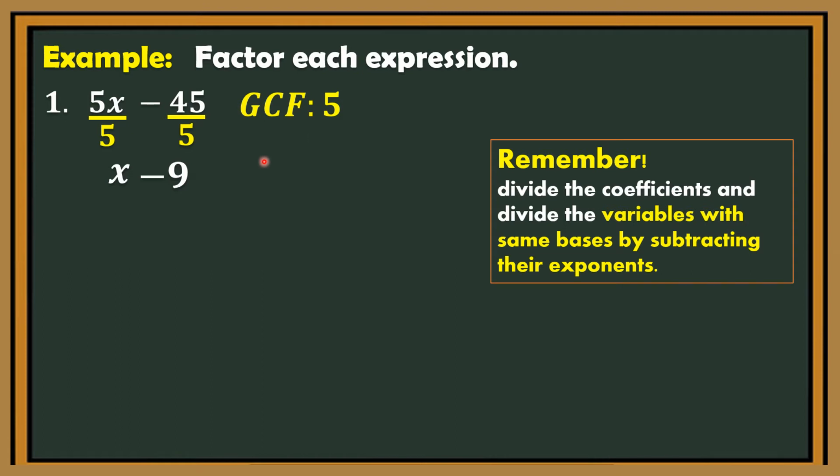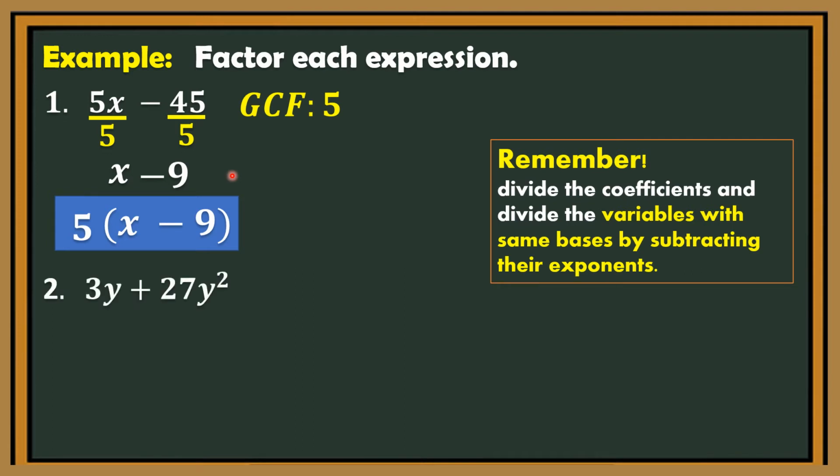Let us put them together. First factor is 5. Second, the quantity of x minus 9. Therefore, the factors of 5x minus 45 are 5 times the quantity of x minus 9. Number 2, 3y plus 27y squared. Let us find first the greatest common factor of 3 and positive 27.